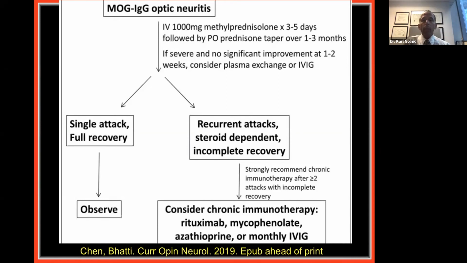If there's incomplete recovery, then you're going to consider chronic immunotherapy with some of the same types of medications that we just discussed. Eculizumab has not been approved for this condition.